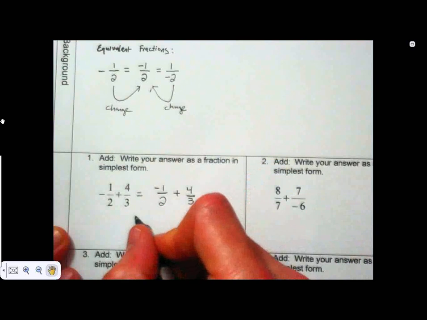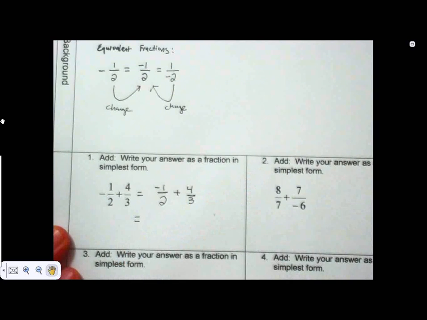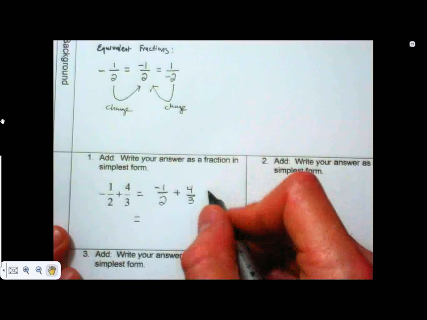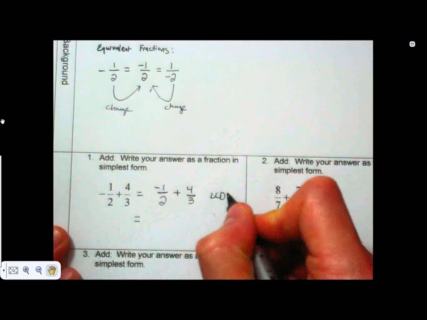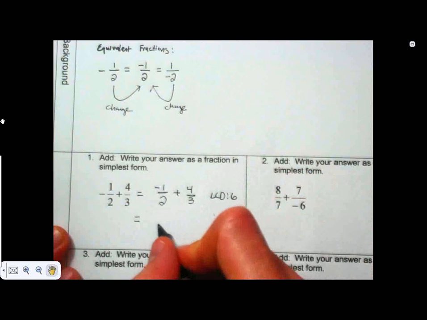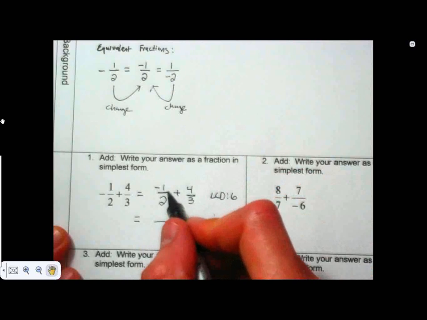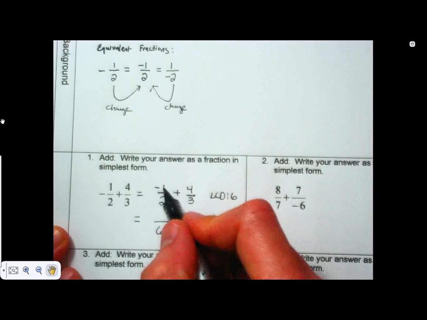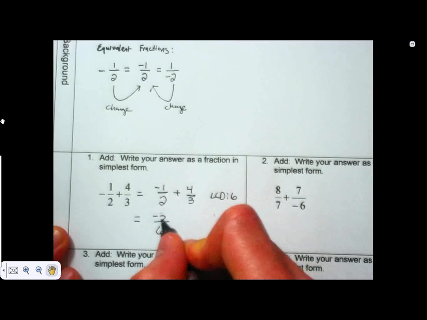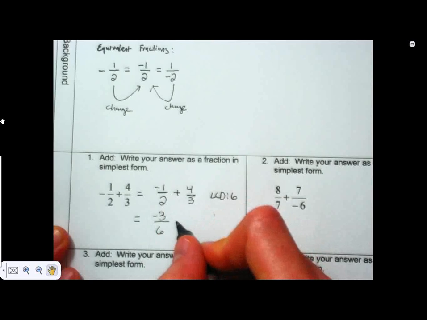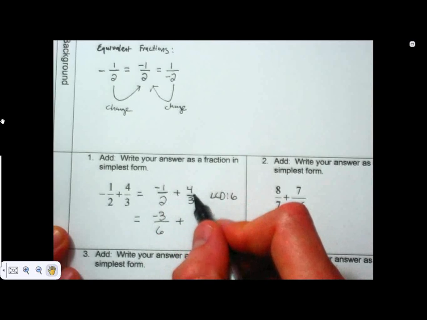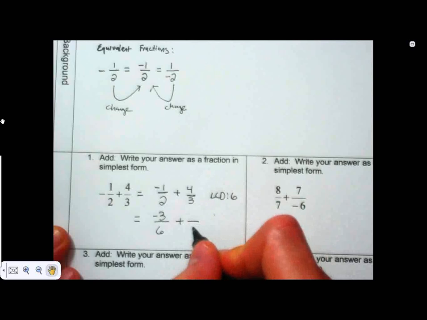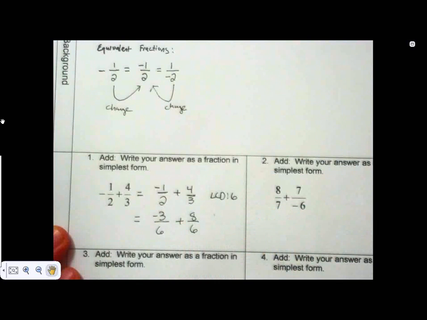And then the rest of this is just like adding fractions with different denominators. So in this case, our least common denominator would be 6. So the first fraction, I would multiply top and bottom by 3. 3 times 2 is 6. 3 times negative 1 is negative 3. And then the second fraction, I would multiply top and bottom by 2. So that would get me 6 on the bottom, and 2 times 4 is 8 on top.